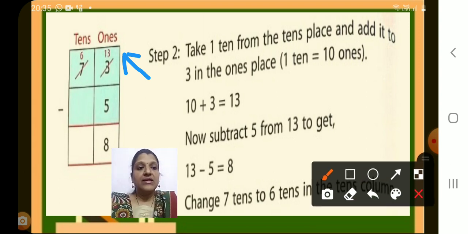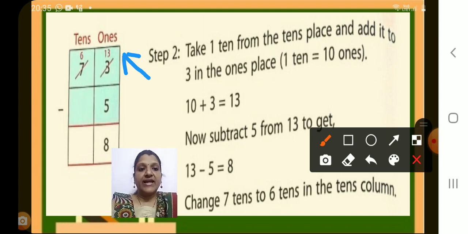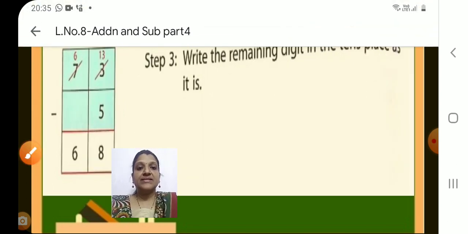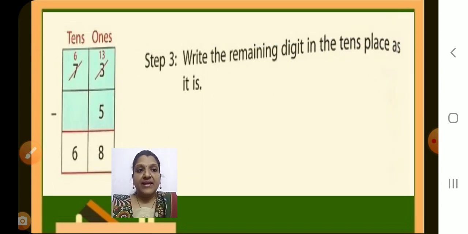Now change 7 tens to 6 tens in the tens column. Do you see here? Yes. Now the next step is step 3. Write the remaining digit in the tens place as it is. So we have written the number 6 in the total. Hence 73 minus 5, we get the answer as 68. Let's see the next example.